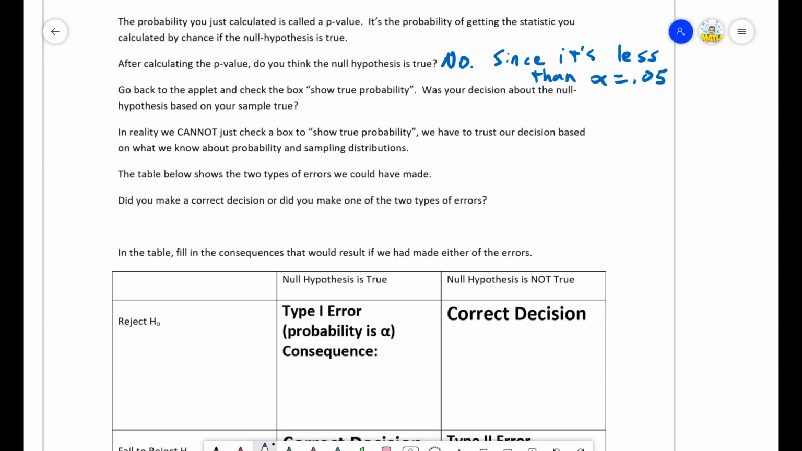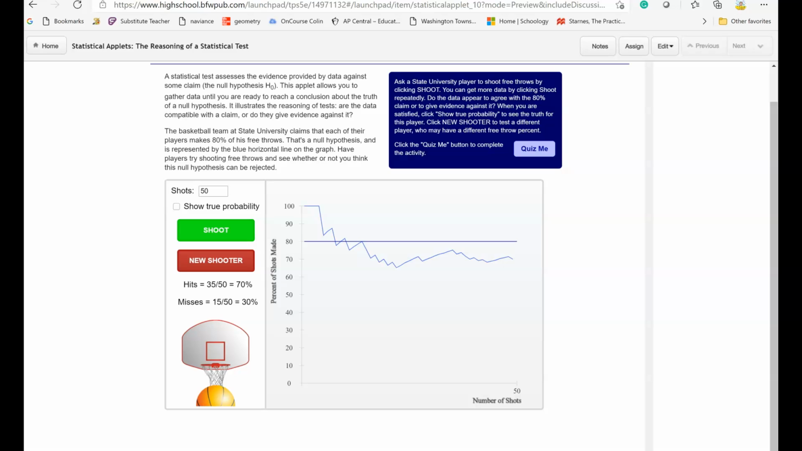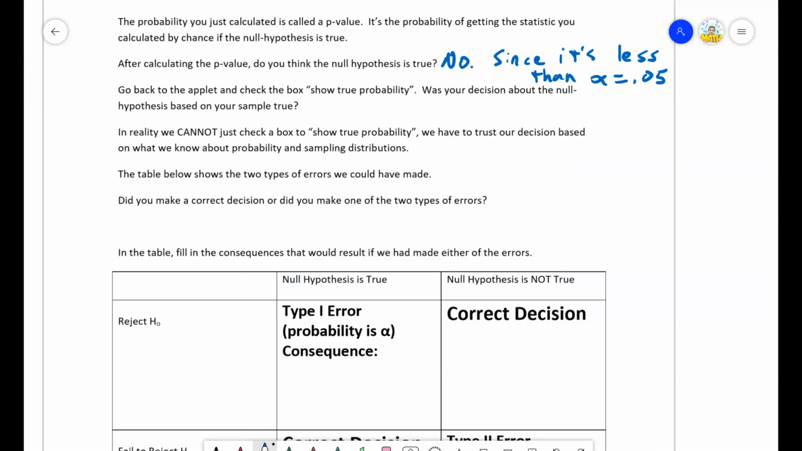So now we're going to go back to the applet and see if we were right or wrong. Okay, so let's jump back to the applet, and in reality, we never have this luxury of being able to peek behind the curtain, but here we can. All right, so I'm going to click on Show True Probability, and lo and behold, we were right. This player actually makes only 60%, so we made a correct decision. Now, it's possible that he was an 80% shooter, and just out of these 50 shots, something that happens less than 5% of the time happened to happen, but we happened to make a correct decision.